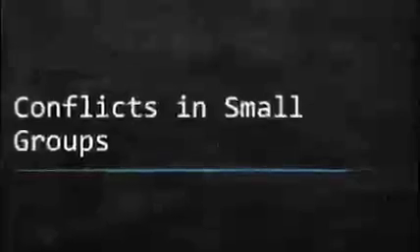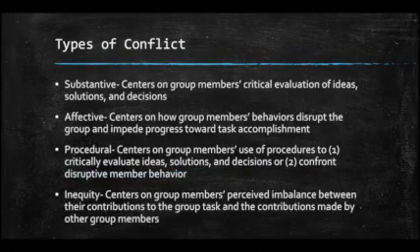Now we're going to focus on conflicts in small groups. There can be substantive conflict, which centers on group members' critical evaluation of ideas, solutions, and decisions. Affective, which centers on how group members' behaviors disrupt the group and impede progress toward task accomplishment. Procedural, which focuses on group members' use of procedures to critically evaluate ideas, solutions, and decisions, or confront disruptive member behavior. And inequity, which centers on group members' perceived imbalance between their contributions to the group task and the contributions made by other group members.